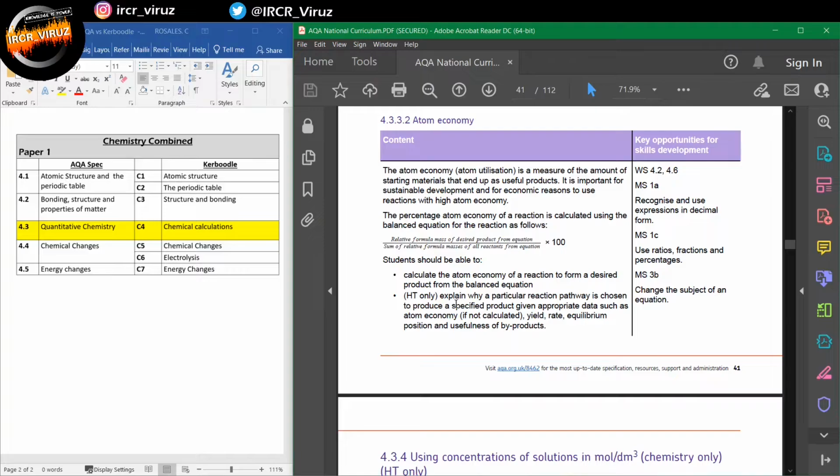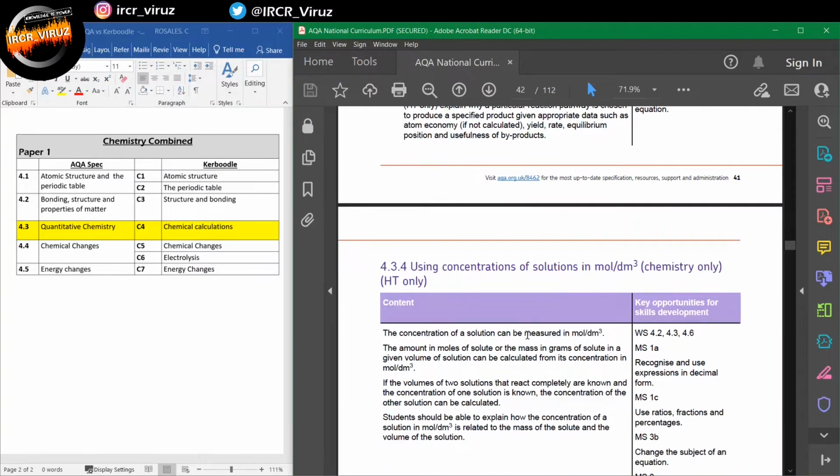For higher only, you have to explain why a particular reaction pathway is chosen to produce a specific product, given the appropriate data, and this is what I'm telling you about. You might be given the example of the alcohol yield, or you might be given an example of ammonia being produced. Make sure you check a couple of videos on YouTube about how those processes work.